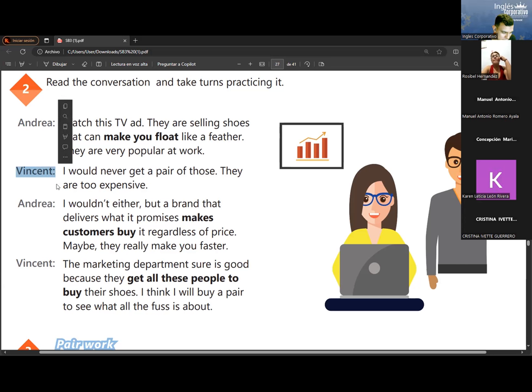Watch this TV ad. They are selling shoes. Teacher, can you move there? I'm sorry. Thank you. They are selling shoes that can make you float like a feather. They are very popular at work. I would never get a pair of those. They are too expensive. I wouldn't either, but a brand that delivers what it promises makes customers buy it regardless of price. Maybe they really make you faster. The marketing department sure is cool because they get all these people to buy their shoes. I think I will buy a pair to see what all the fuss is about.